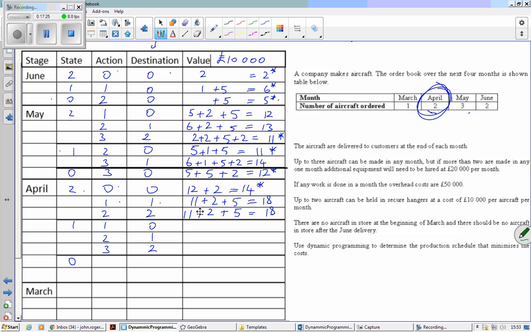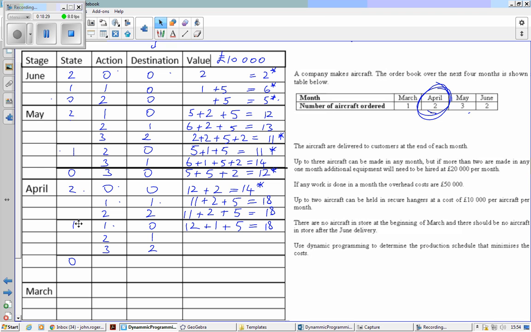Going further on, looking at the state 0, because we've got 0 here, we're pulling down the minimum. There's only one of them, the 12 from before. Now we note in this month that there's 1 held in storage and there's 1 being produced. So we've got 1 held in storage. Remember, these are multiples, so that's actually 10,000, but we're writing 1. And then because there is production going on, we've also got a production cost of 5. Okay, so that makes the number 18 there.